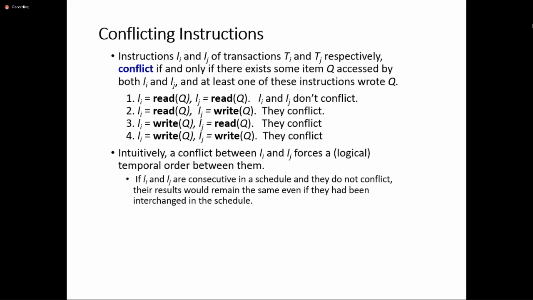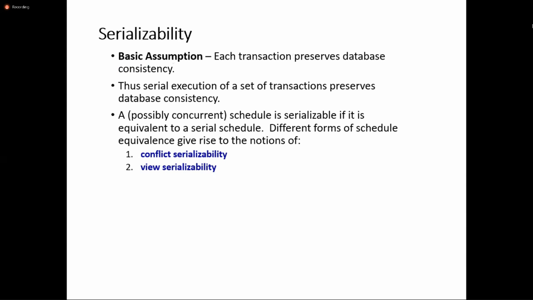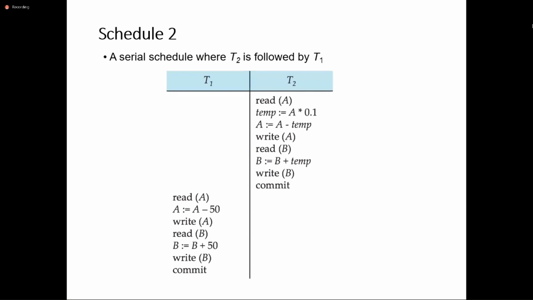If I and J are consecutive in a schedule and they do not conflict, their result would remain the same even if they had been interchanged in the schedule. If they do not conflict, then they can interchange their schedule. Therefore, here you can see them.